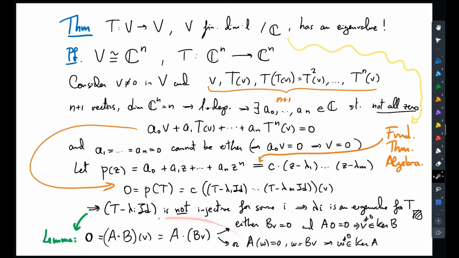And using induction, you can prove the same thing for n operators that are composed with each other. And therefore, since this composition of operators applied to v gives me 0, one of them will give me non-injectivity. And if this is non-injective, then lambda i is an eigenvalue for T. And therefore, there you go. We have found that we have at least one eigenvalue lambda i for my operator T. So there is always at least one eigenvalue for my operators.